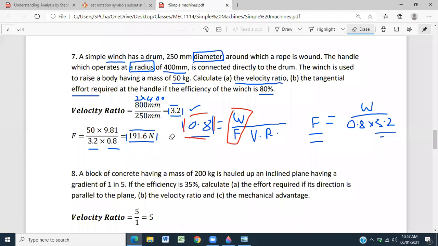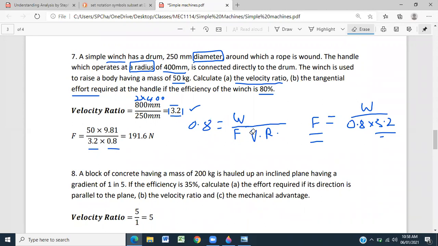So we transpose. We, of course, know the value for W, our load, which is a 50 kg load times 9.81. So we take the F over, we bring the 0.8 over. We get this thing. So that's essentially what's here. I skipped steps. You understand now? Yes, sir. All right, good.